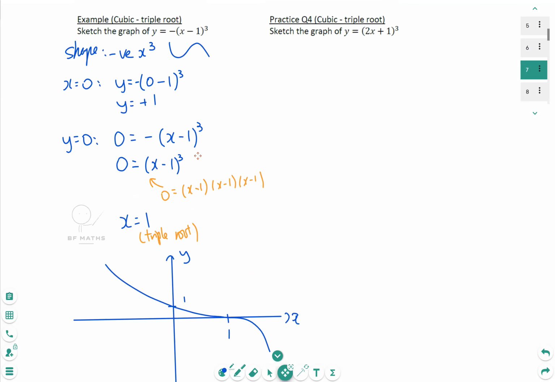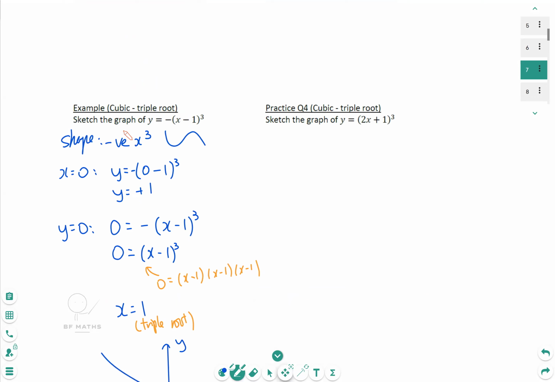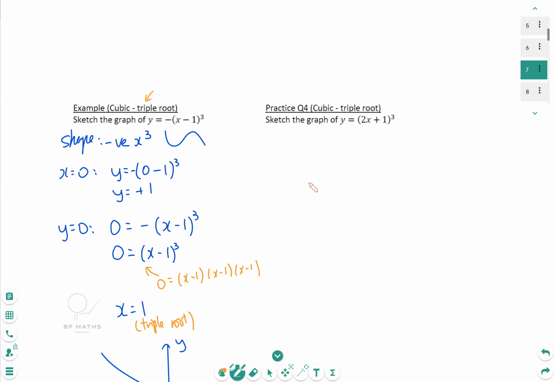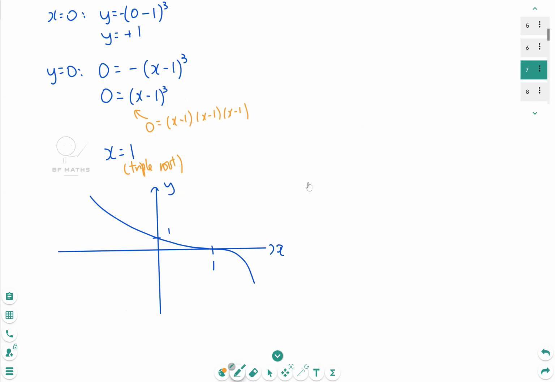In the triple root, the key phrase to remember: for a double root, it is touch and turn. For a triple root, it is just linger and change direction. Linger and change direction. You can see in here we linger around 1 a little bit, and then we go down. Then we change direction.